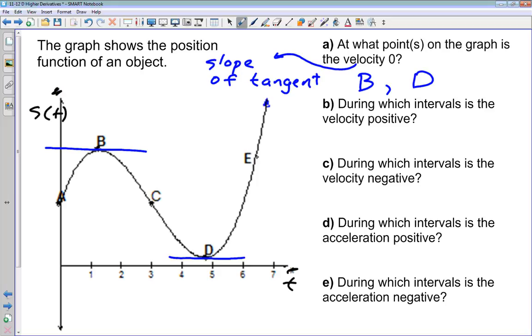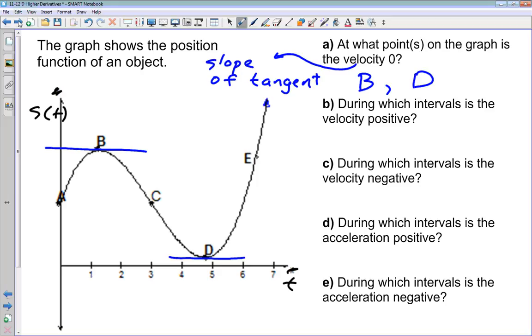So during which intervals is the velocity positive? So where on this graph can I draw a tangent to this curve that is going to have a positive slope? Positive slope meaning going up as we go from left to right. What do we think here? Maureen?